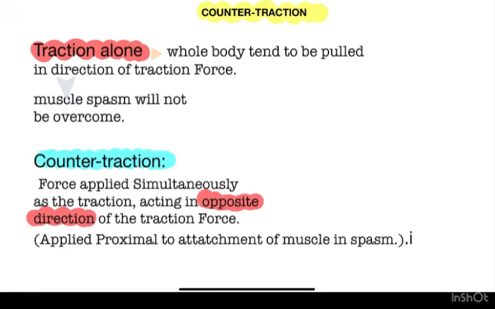Alright, the traction only is not enough to achieve the reduction or alignment or to correct a deformity. There must be a counter force acting for efficient traction. So we apply counter traction. So counter traction is a force applied simultaneously and acting in opposite direction to that of the traction force.